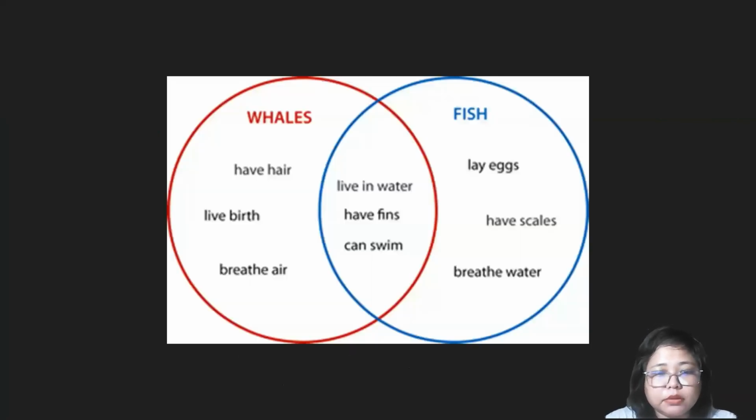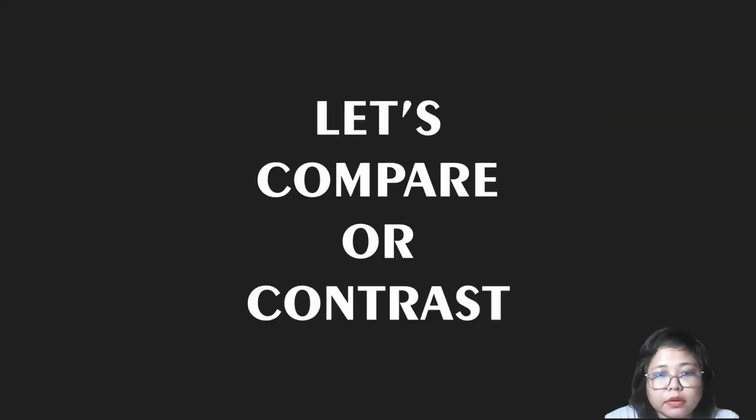This is an example of using the Venn diagram. You compare whales and fish. What's the difference here? And here the similarities. So you can choose after this which kind of paragraph you want to write. That's all my explanation about comparison and contrast paragraphs. After this, the only thing you need to do is compare or contrast. So after that, we can write our comparison or contrast paragraph.